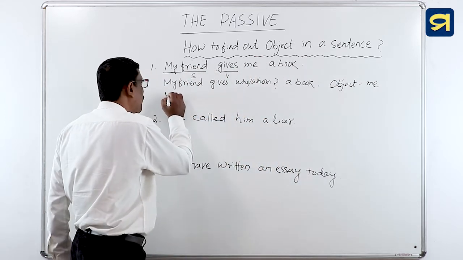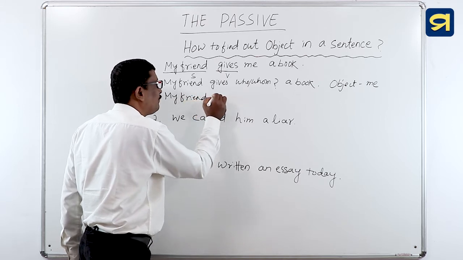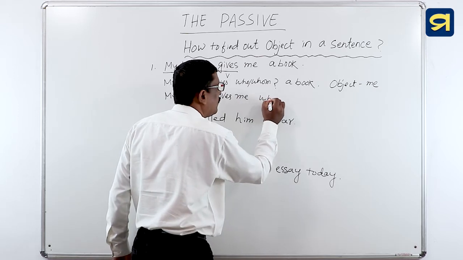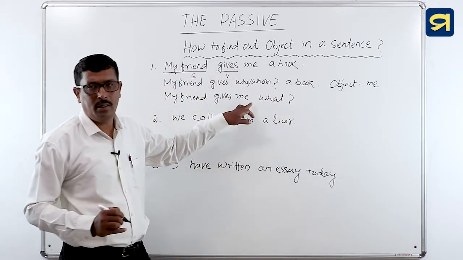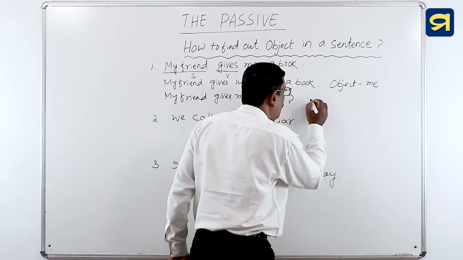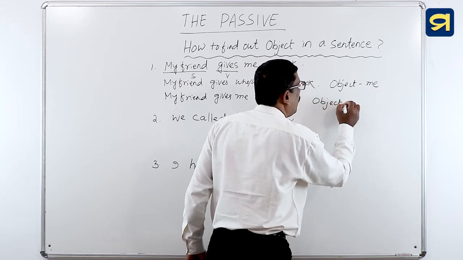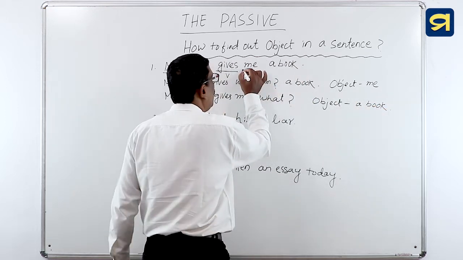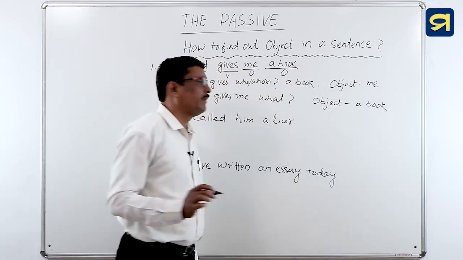Now we will make another question. My friend gives me what? By using what, we will get the answer, a book. So in this sentence, a book is another object. So me is an object and a book is another object as well.